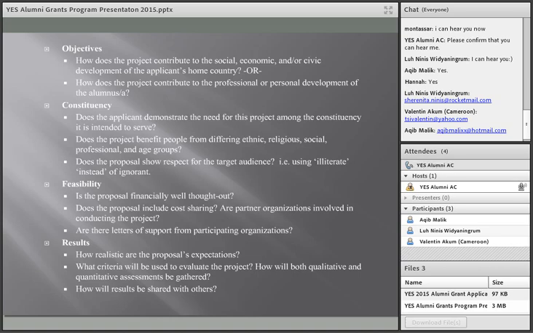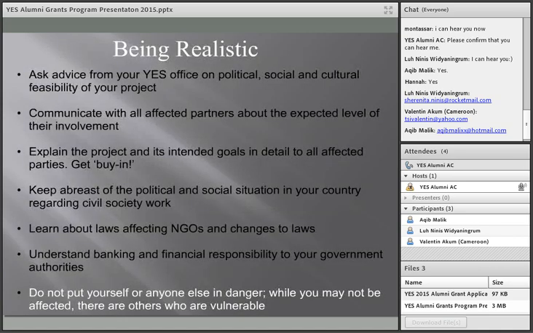Tell us about how you're going to evaluate yourself, your project. Give us some qualitative data, narrative data, as well as quantitative numbers, and how you're going to share that project.